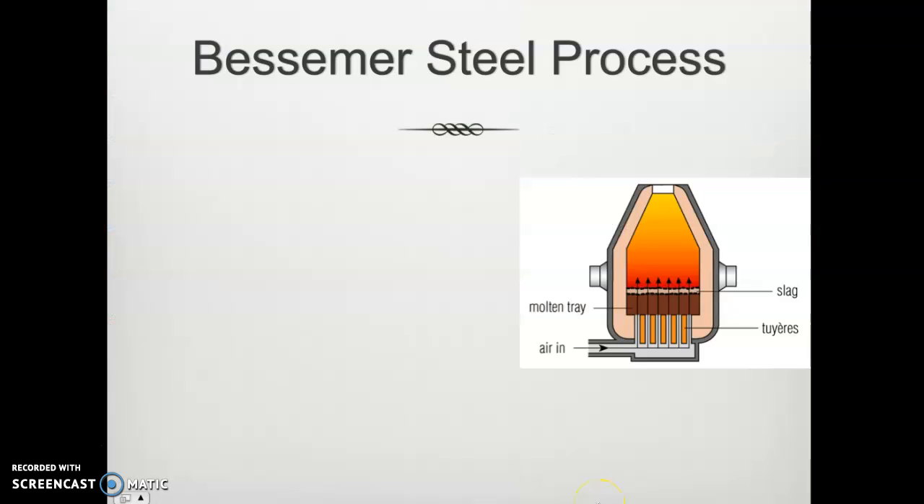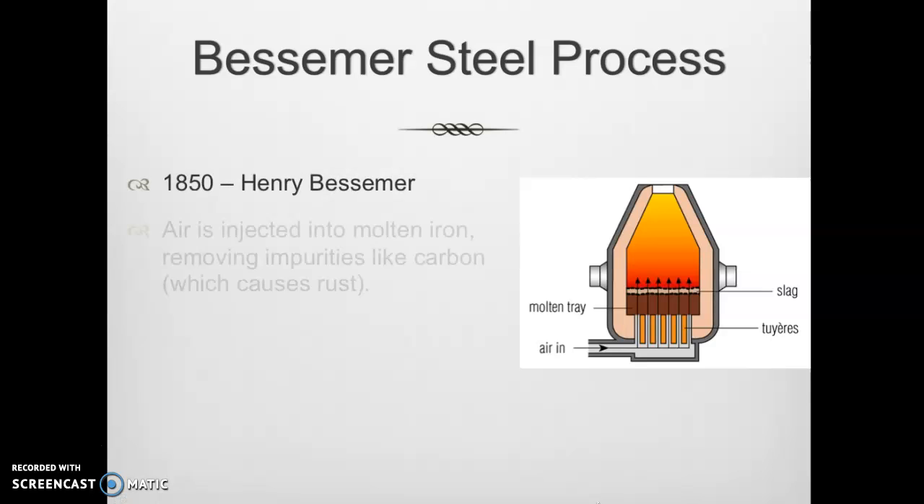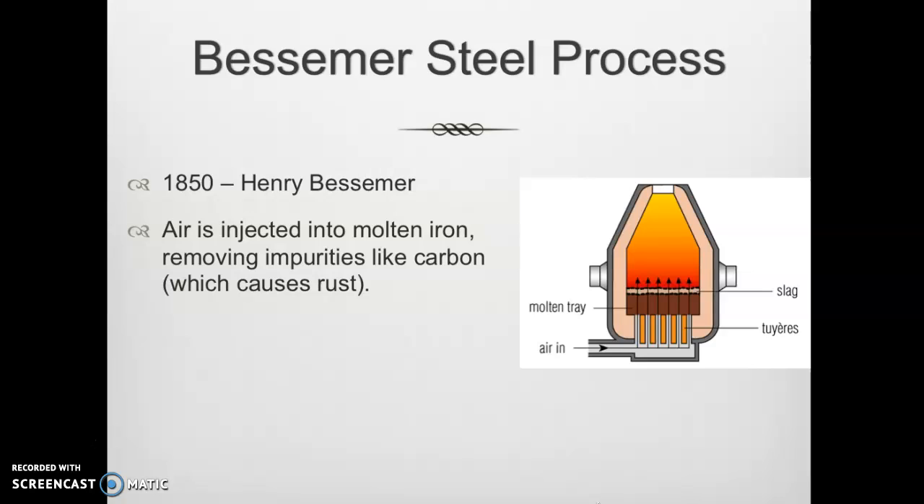Another huge innovation at this time was the invention of steel. Henry Bessemer in 1850 invented a process in which you can inject air into molten iron, and that takes out the carbon, which is actually what causes rust. This makes it much stronger, and we call that steel. Iron minus the impurities is steel.